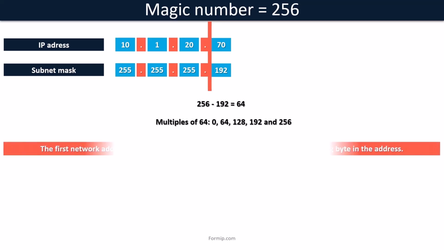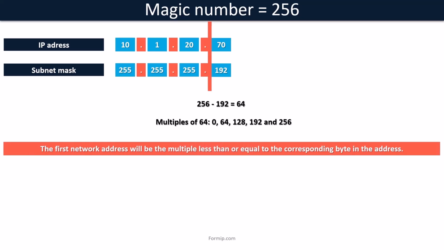The network address corresponds to the multiple less than or equal to the fourth byte of our IP address, that is to say less than or equal to 70. In our subnet mask, the significant byte is the fourth, the 192. This is why we use the fourth byte of our IP address. The first multiple less than or equal to 70 is 64. Our network address is therefore 101.20.70.64.